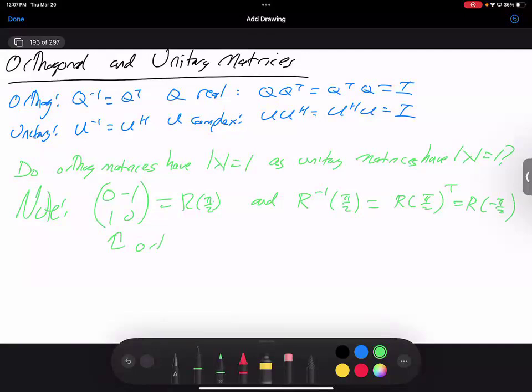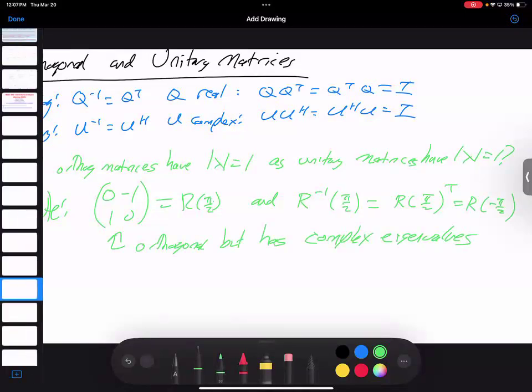So this is orthogonal, but has complex eigenvalues. So this is extremely important. You can't just say orthogonal is like unitary, where now you restrict the results to being real. So the proofs are actually not too bad.